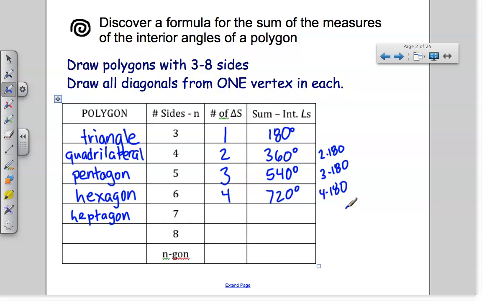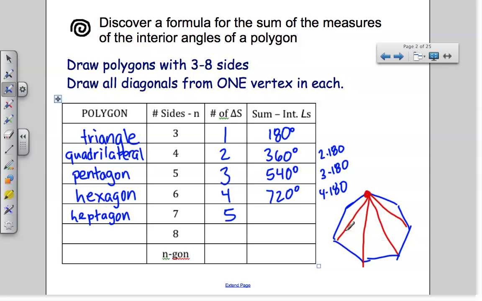A 7-sided polygon. 1, 2, 3, 4, 5, 6, 7. Well, a little bit of a bad sketch there. I pick a vertex, I draw every diagonal I can. Looks like I can draw 4 diagonals, but that means there are a total of 5 triangles here.